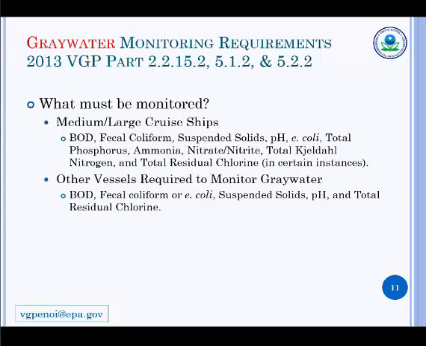Specific parameters to be monitored for gray water are as follows. For cruise ships: biochemical oxygen demand, fecal coliform, suspended solids, pH, E. coli, total phosphorus, ammonia, nitrite, total Kjeldahl nitrogen, and in certain instances, total residual chlorine. Other vessels: BOD, fecal coliform or E. coli, suspended solids, pH, and total residual chlorine. Again, the specifics are in the permit for your vessel.